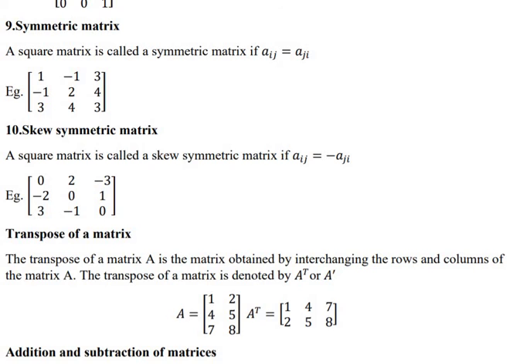The transpose of a matrix A is a matrix obtained by interchanging the rows and columns of the matrix A. The transpose of a matrix is denoted by A transpose or A dash. An example is given over here. If A is a 2 by 3 matrix, then A transpose is obtained by just interchanging the rows and columns, and accordingly the order of the transpose will be a 3 by 2 matrix.